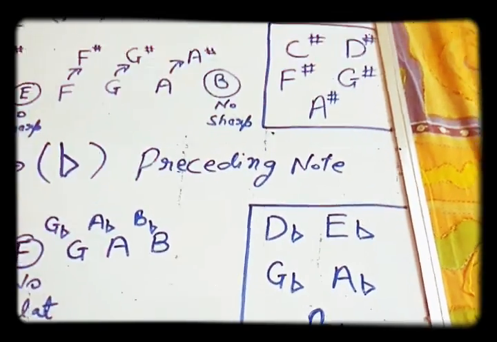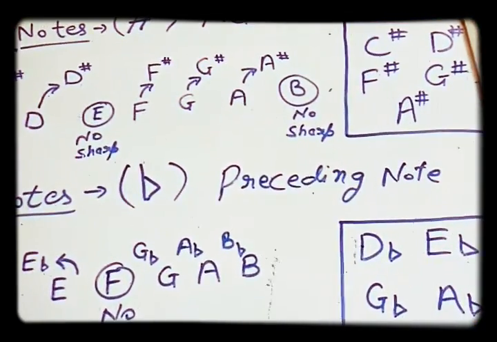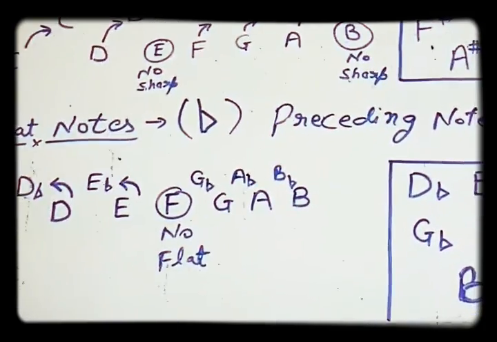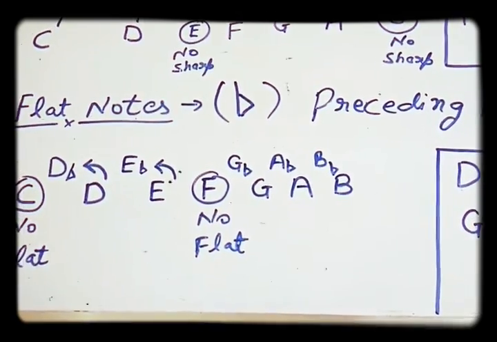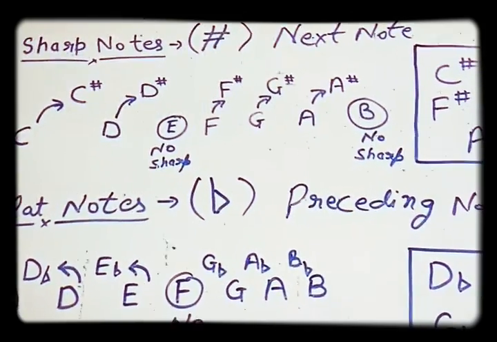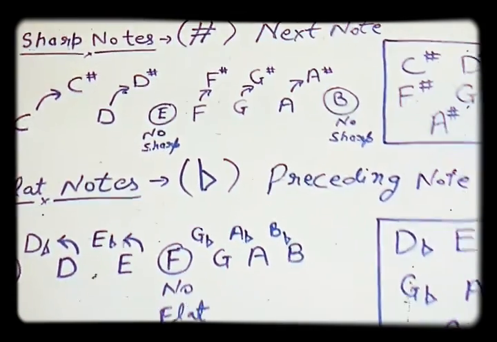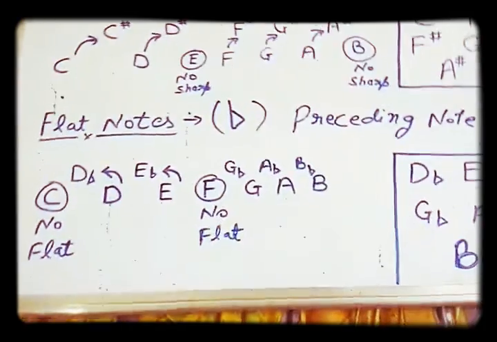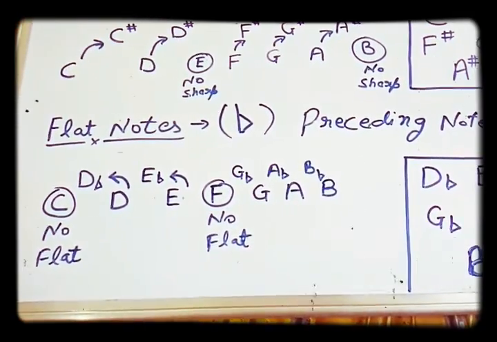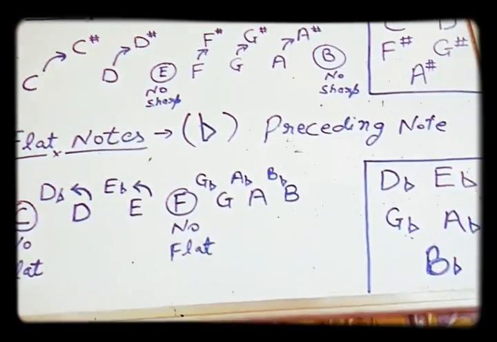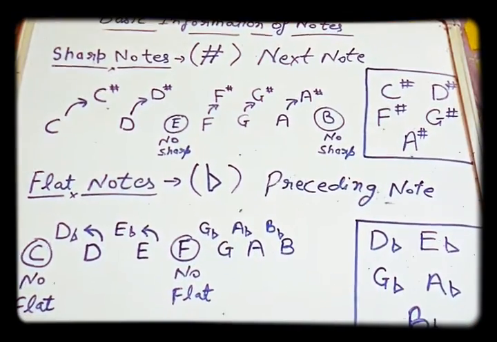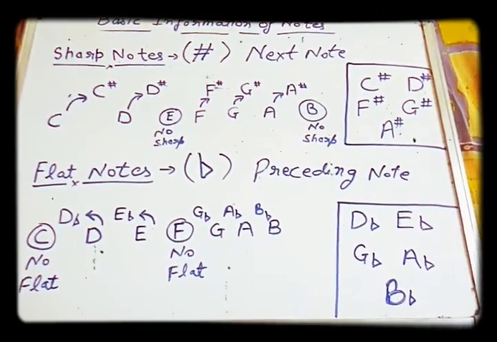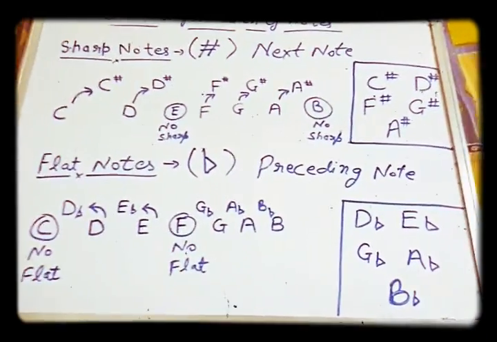It is because we are simply representing the sharp notes in the form of flat notes, or vice versa, we are representing flat notes in the way of sharp notes. So it is just that we are presenting these notes in a different form. Otherwise, the sound is the same. I hope this information will help you to play the flat notes and sharp notes in a smooth way.